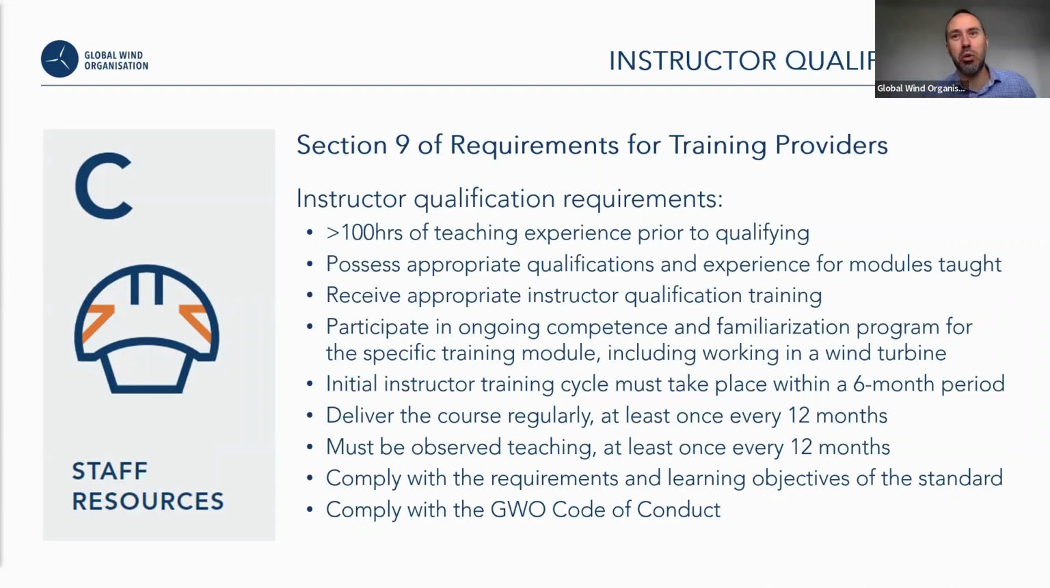As an instructor is getting qualified, you don't want it to be too prolonged. You really want it to be within about a 6-month period, and they need to continually teach the course at least every 12 months and be observed teaching that course as part of your quality management system every 12 months. And then the instructors need to show that they can comply with the requirements and learning objectives of the training standards, be familiar with them, and then comply with the GWO code of conduct.